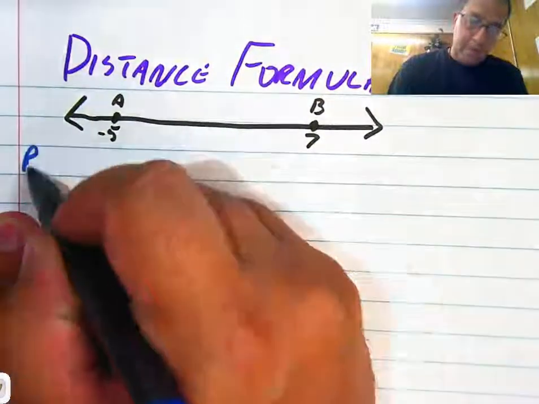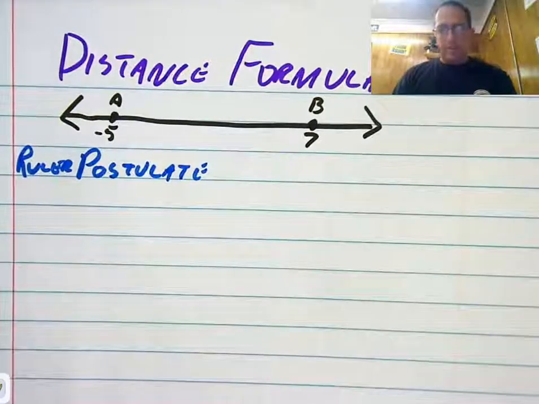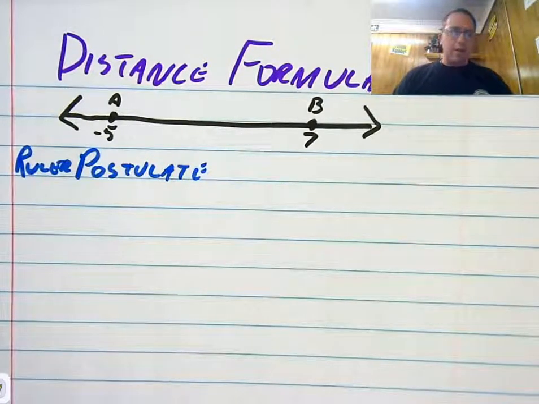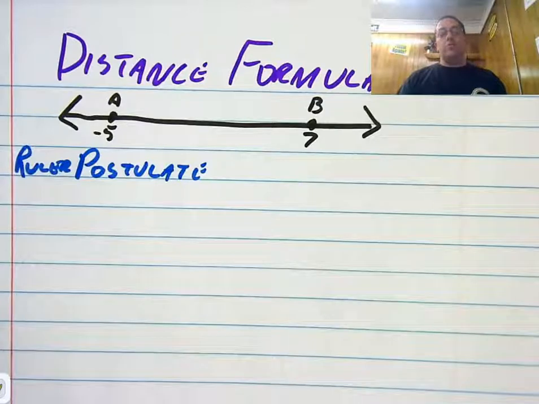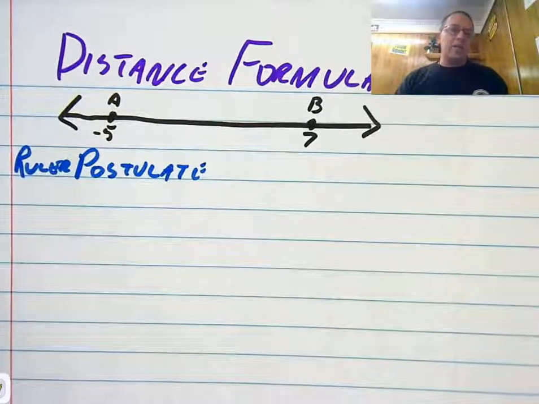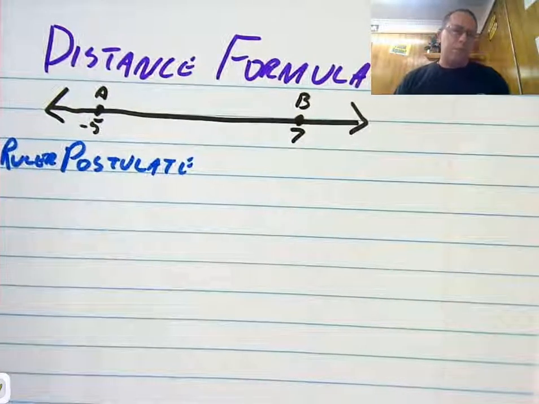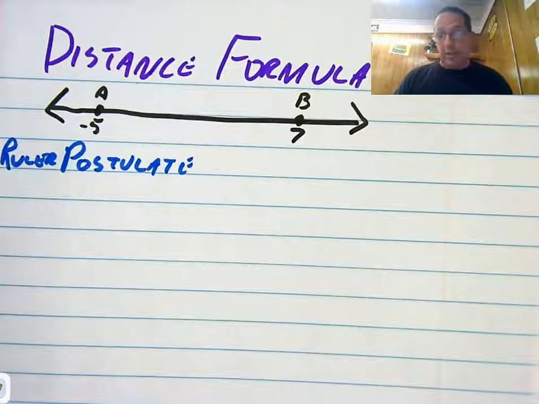So let's write this down. The Ruler Postulate. What's a postulate? A postulate is a rule that we can't actually definitively prove works, but it always has in the past, and we're going to go with it.